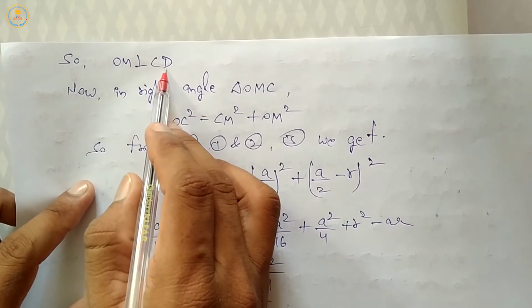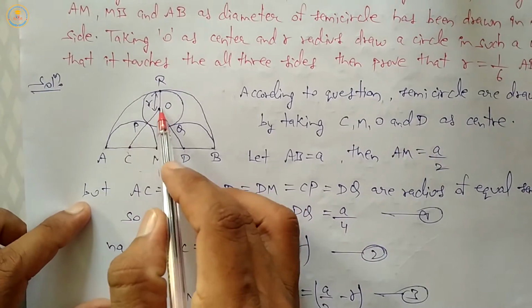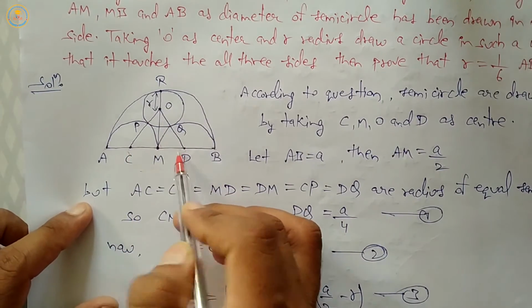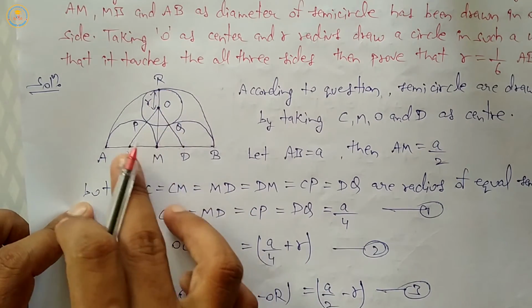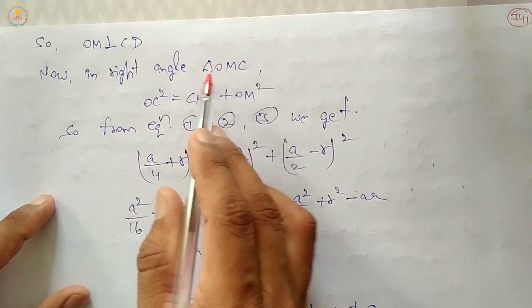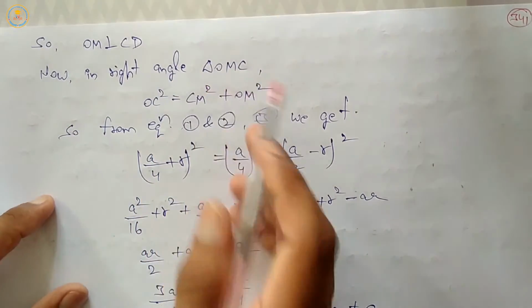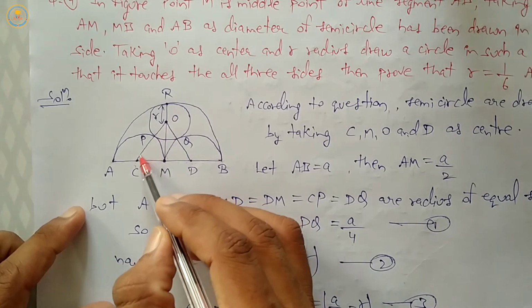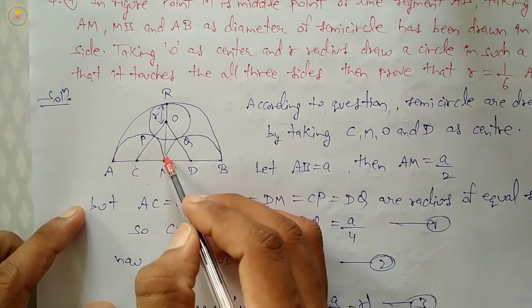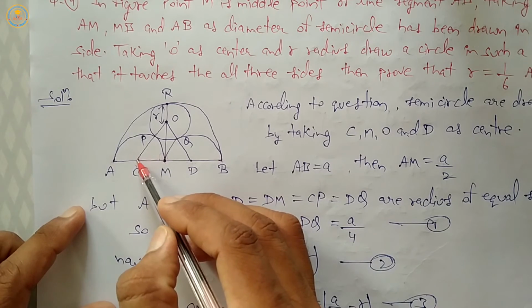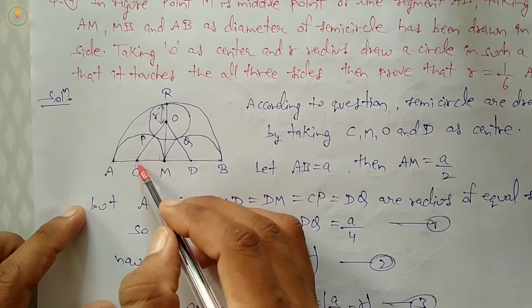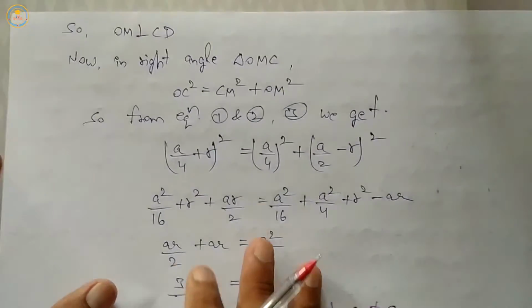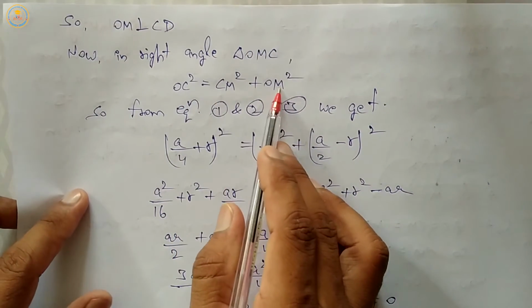It means OM is perpendicular to CD. CM equals DM means OM is perpendicular to CD, and a perpendicular divides the line segment into two equal parts. Therefore, in right angle triangle OMC, M is 90 degrees, so OC is the hypotenuse. So OC square equals CM square plus OM square.